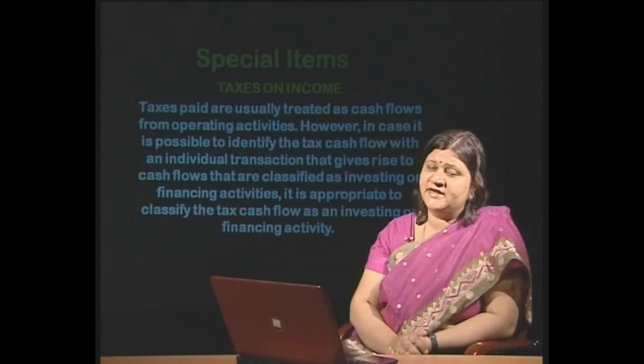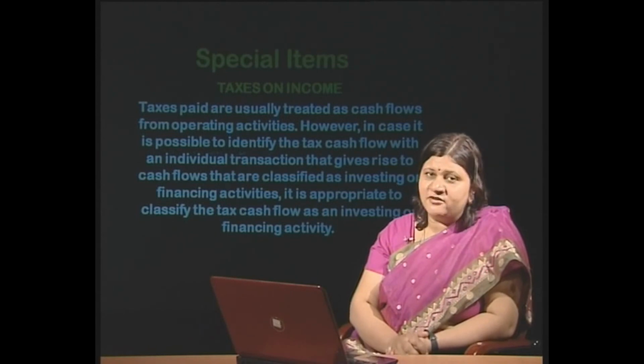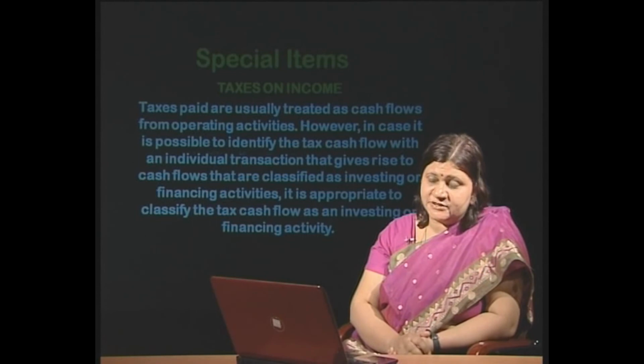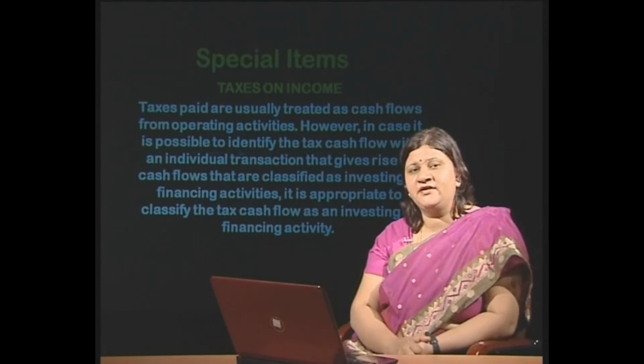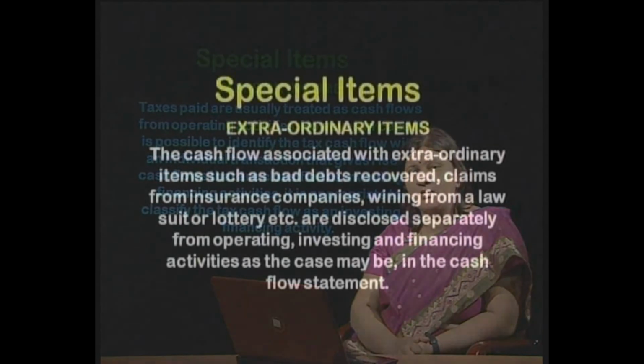Exemplifying, we can say that there is a capital gain on sale of an asset and there is a tax being paid on that. Capital gains tax would then be considered as part of investing activity. So, similarly, each item has to be identified and the tax treatment should be done accordingly.